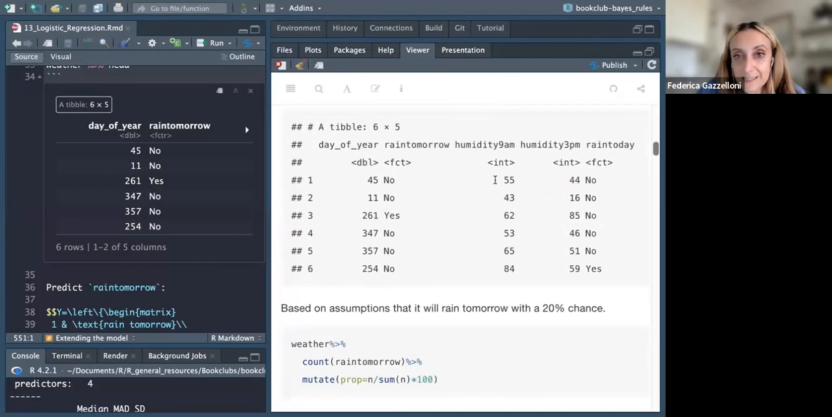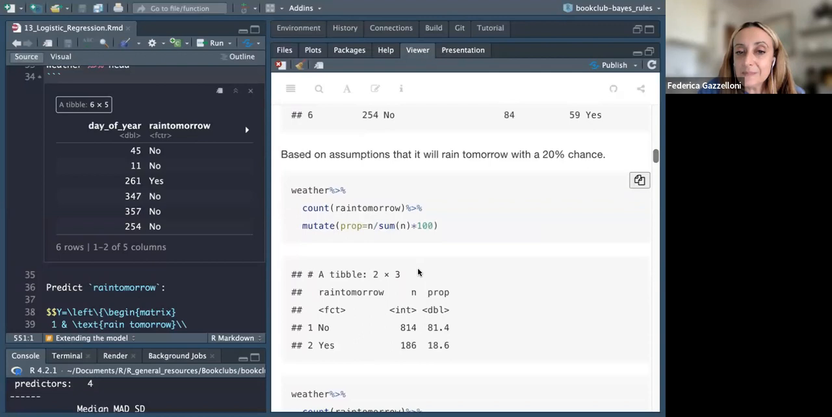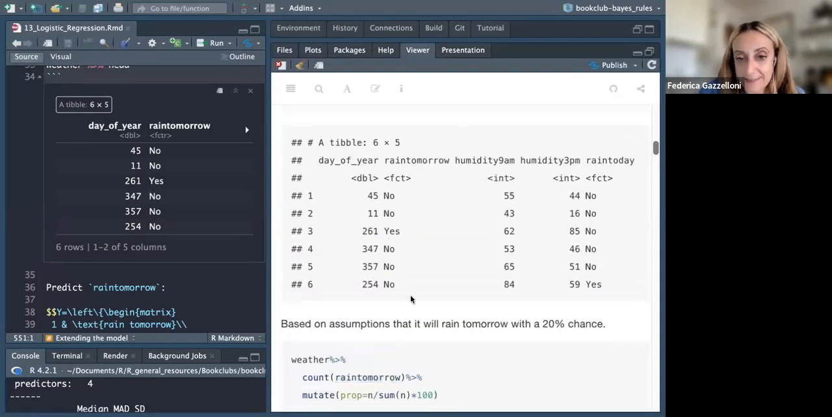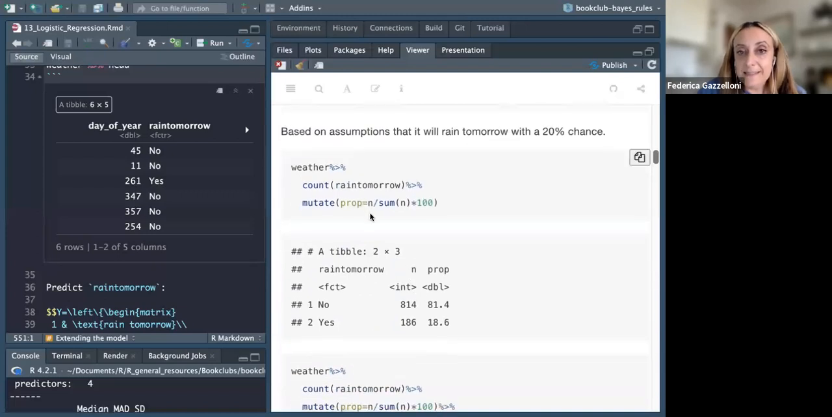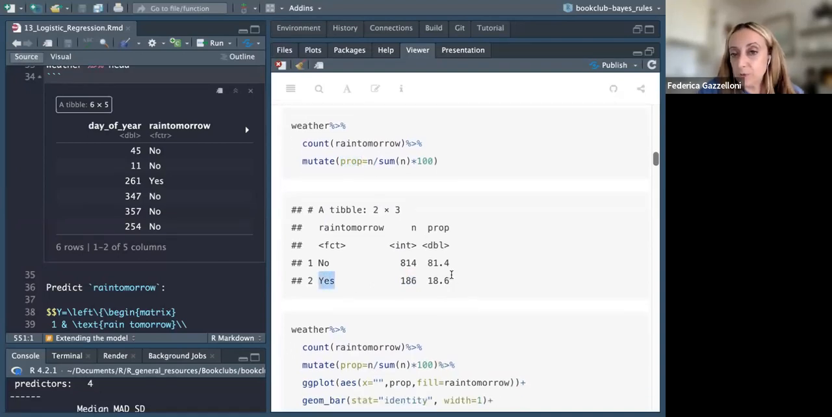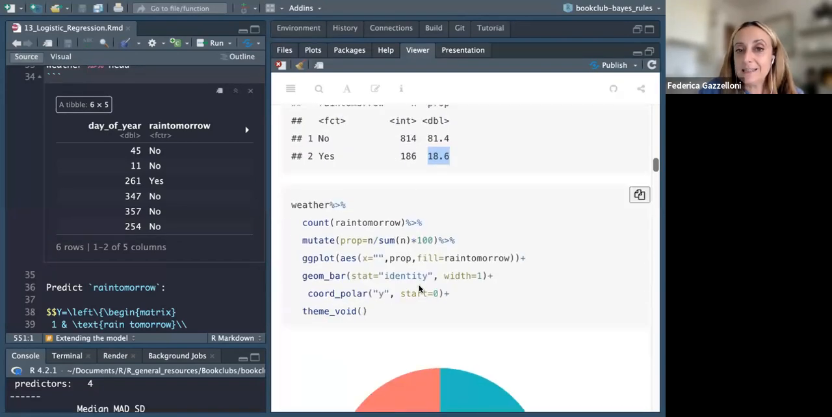as we did, this is the data set. If we count rain tomorrow, we see how many no and how many yes we have, and we see that there is a quite unbalanced proportion between yes and no. We see that the proportion that we have yes for rain tomorrow is about 20%. This is mentioned in the book, so let's stick with that.